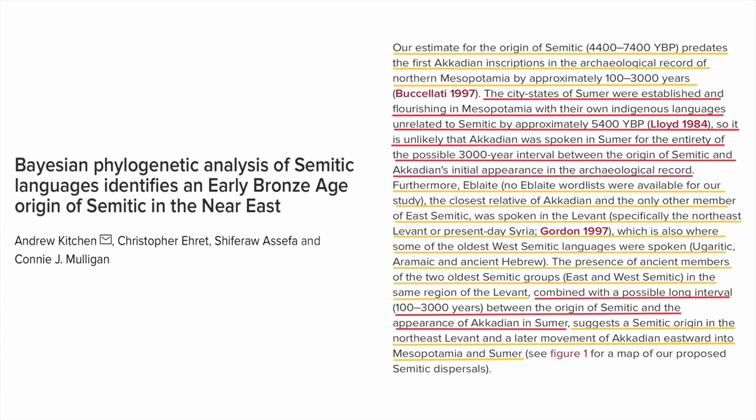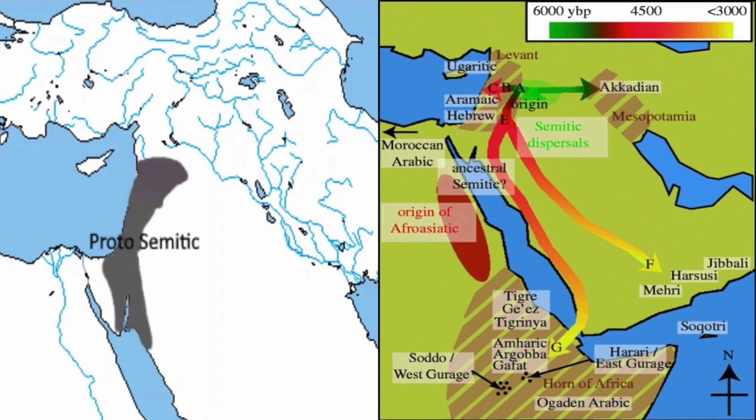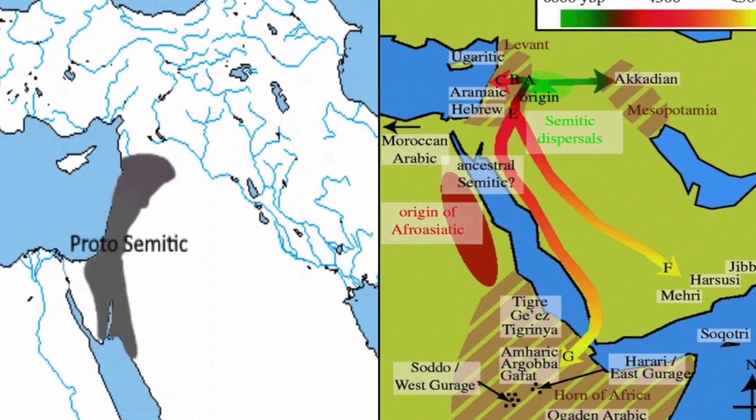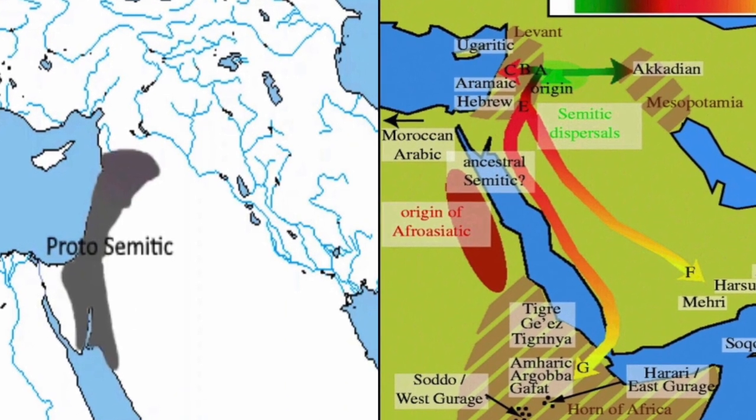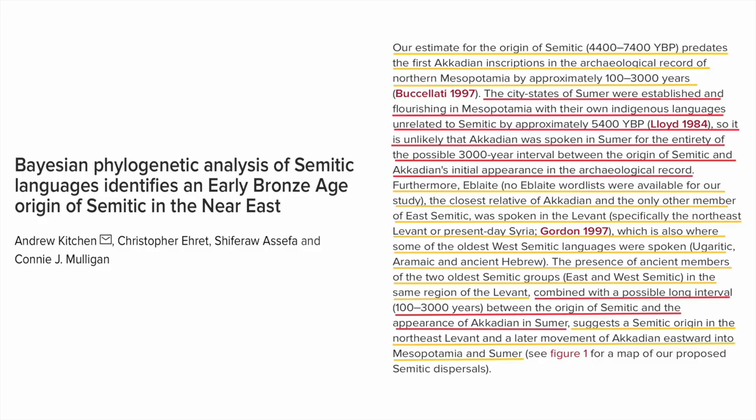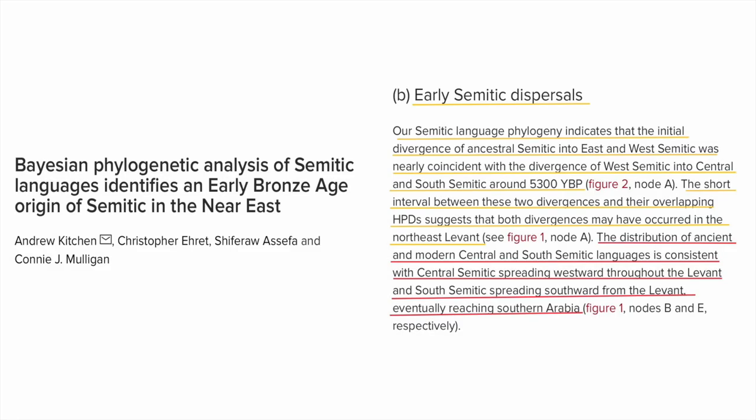Furthermore, Eblaite, the closest relative of Akkadian and the only other member of East Semitic, was spoken in the Levant, which is also where some of the oldest West Semitic languages were spoken: Ugaritic, Aramaic, and Ancient Hebrew. The presence of ancient members of the two oldest Semitic groups, East and West Semitic, in the same region of the Levant, combined with a possible long interval, 100 through 3,000 years, between the origin of Semitic and the appearance of Akkadian in Sumer, suggests a Semitic origin in the Northeast Levant and a later movement of Akkadian eastward into Mesopotamia and Sumer.